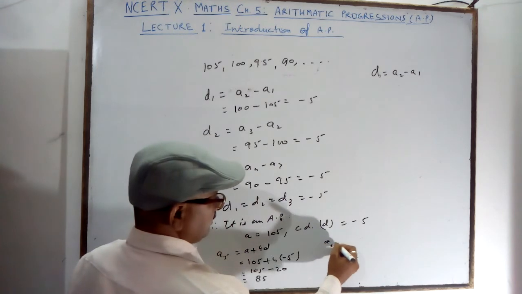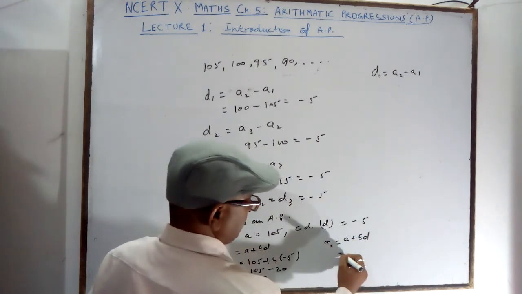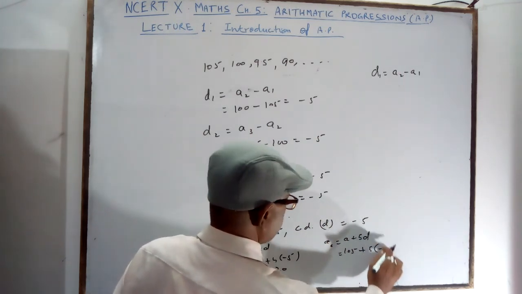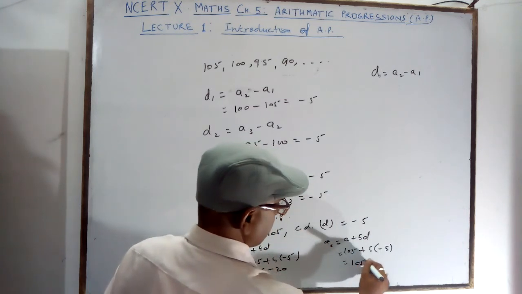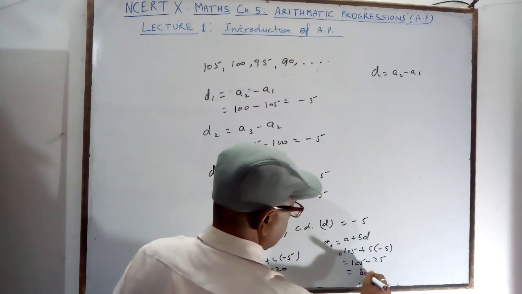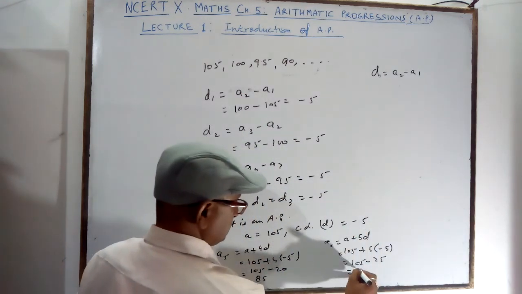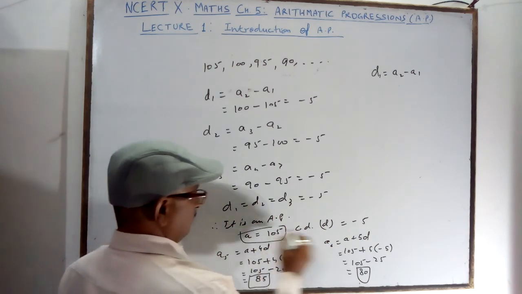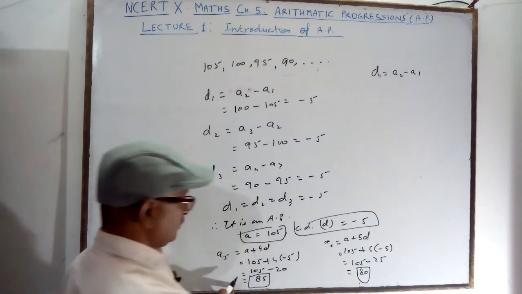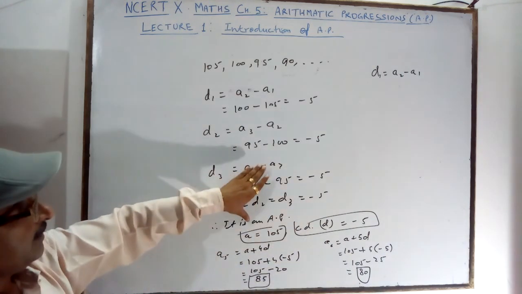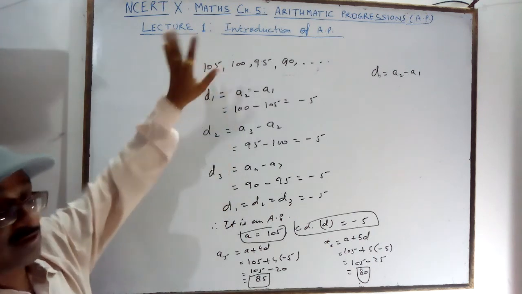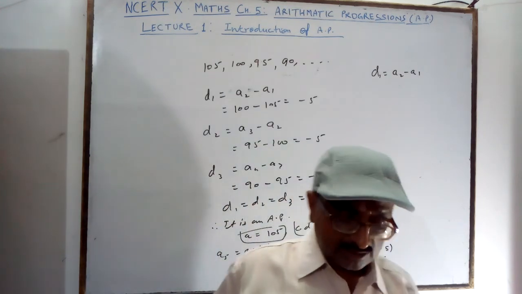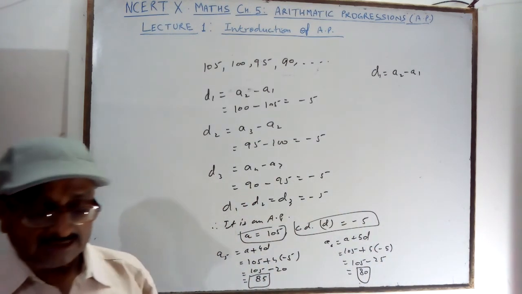So a6 is a plus 5d, that is 105 plus 5 into minus 5, which is 105 minus 25, so 80. So your next two terms are 85 and 80. First you find what a is, what d is, and what the fifth and sixth terms are, and you also check whether it is an AP or not. If it is not an AP, then you write that it is not an AP. We will discuss others in the next lecture. Thanks for today.